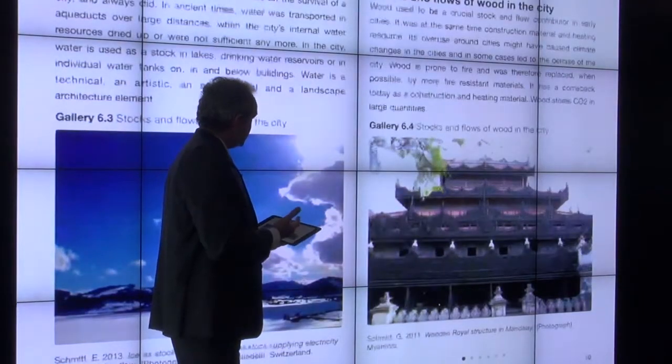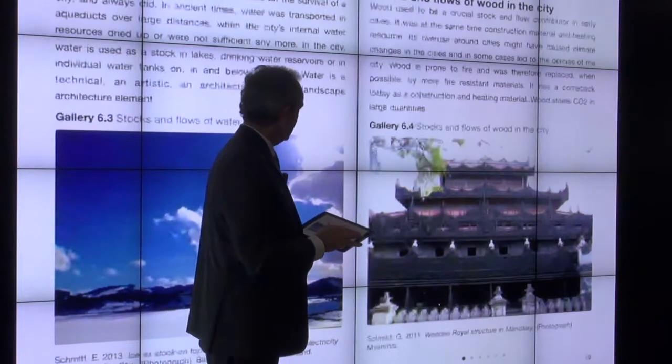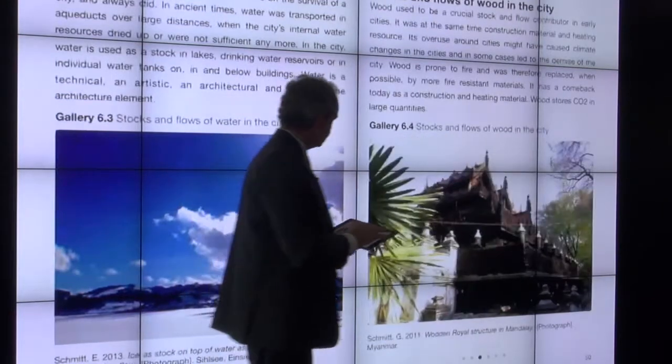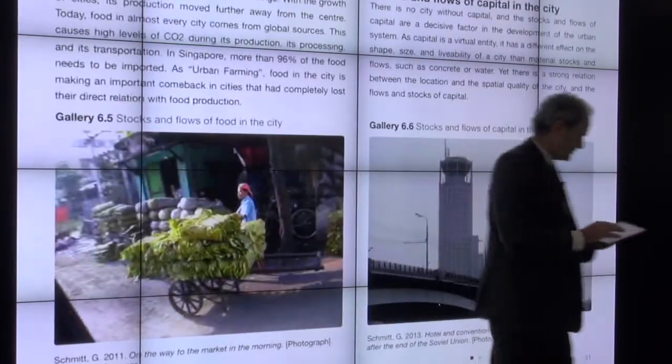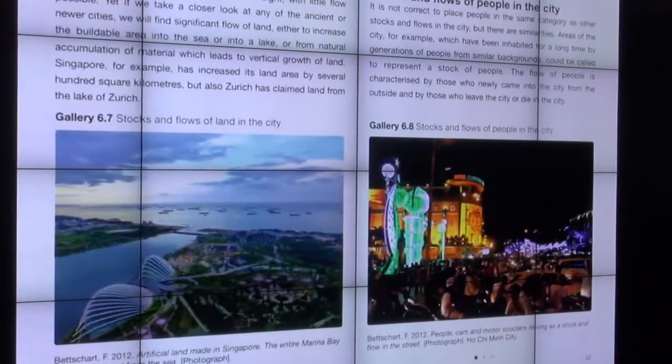There are other stocks and flows that we look at in more depth next time. Of course, wood is one of them, stocks and flows of wood. We have stocks and flows of food, very important for the energy, the stock and flow of capital, and the stocks and flows of land.